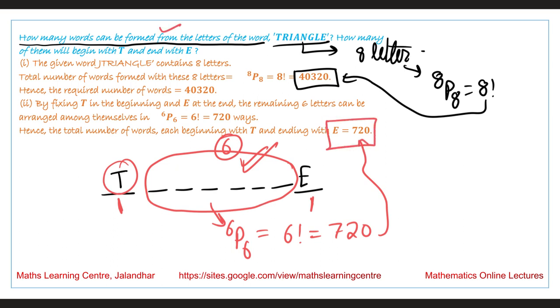So the answer for this first part is 8 factorial, that is 40,320. And the answer for the second part, the words which begin with T and end with E, where we have fixed 2 places, is 720.